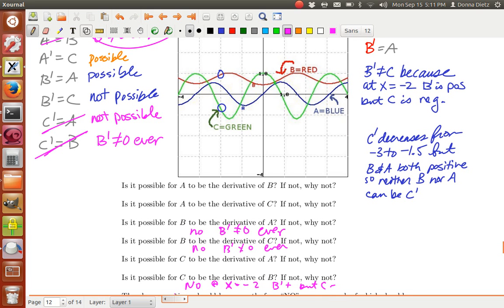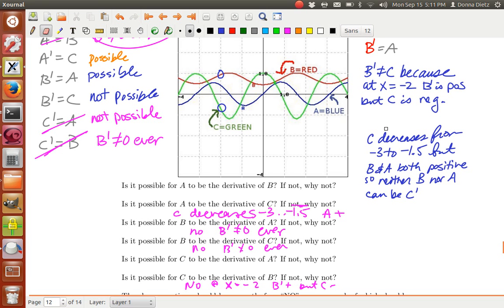And is it possible, what was the other one? B be the derivative of C. This is no, because C prime decreases from -3 to -1.5, but A is positive. I meant to say C decreases. Whoops. I meant to say C prime is negative.